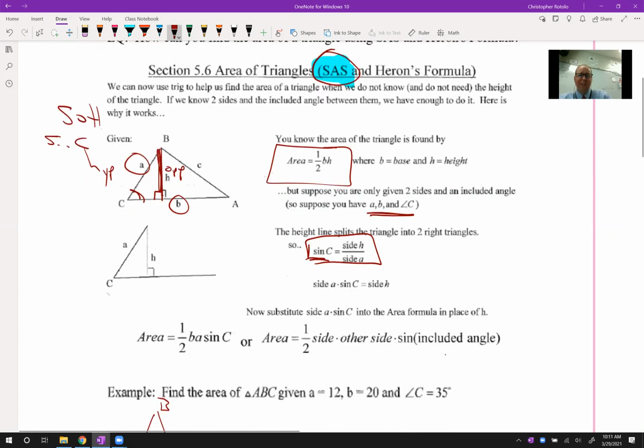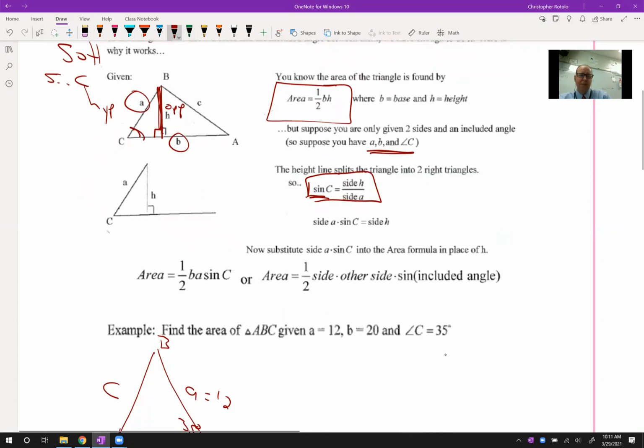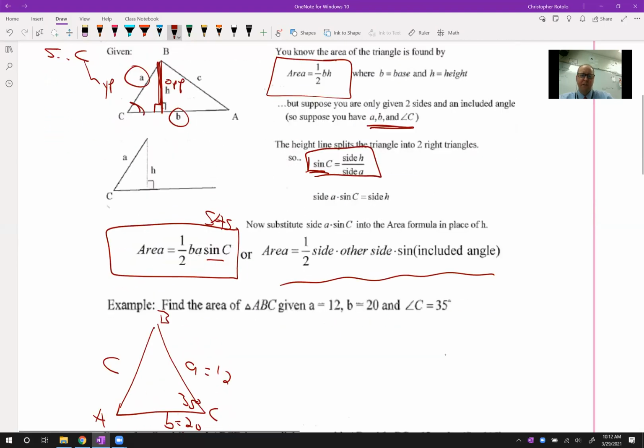All right, so side angle side, and here's really what's going to happen. Here it is in formula form: 1/2 side, side, and the included angle. So side angle side again is what we're trying to deal with here. In normal terms, 1/2 side times the other side times sine of the included angle. So let's take a look at it as we put that together.